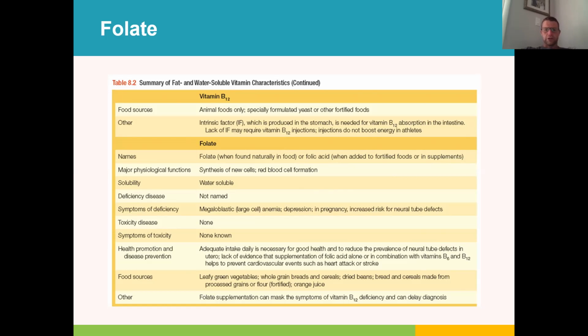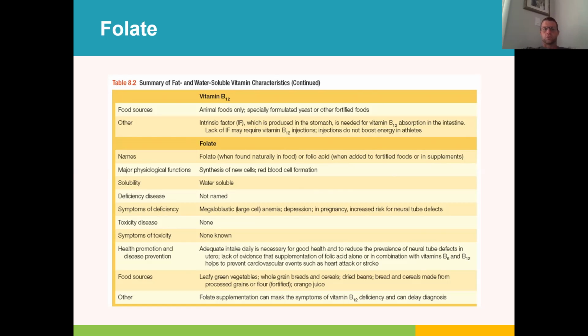Food sources: leafy green veggies, whole grain breads, cereals, dried beans, bread and cereals made from processed grains or flour. Again, a lot of them will be fortified. And then orange juice. Other folate supplementation can mask symptoms of B12 deficiency. It can delay diagnosis.